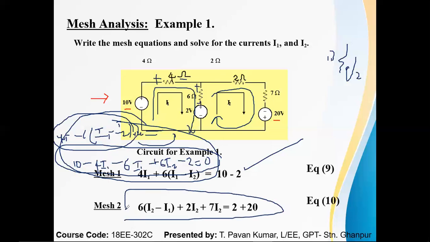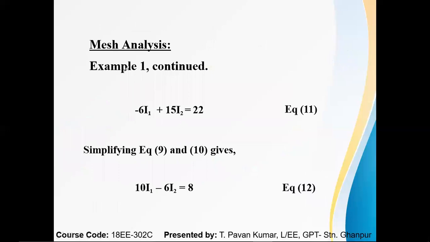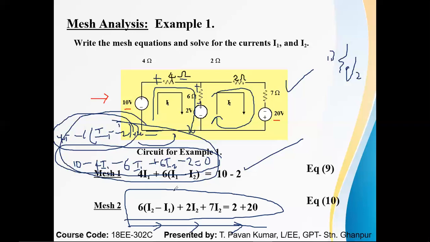This will come based on your practice. If you practice more, you can write equations directly by seeing the circuit. So this is an advanced way of writing the equations. Now we got the two equations, 1 and 2. For these two equations, with minus 6, I can conclude these two equations a little more like this.